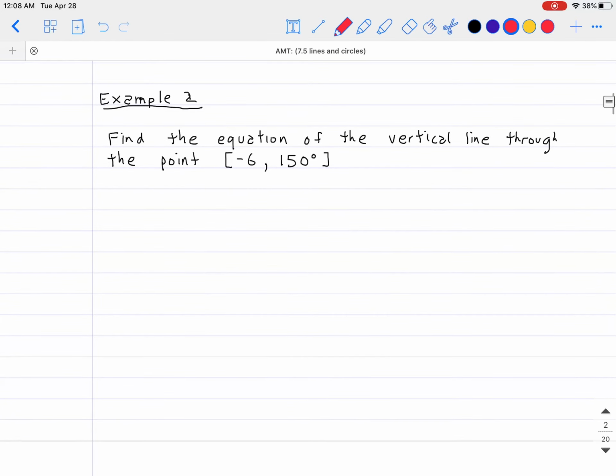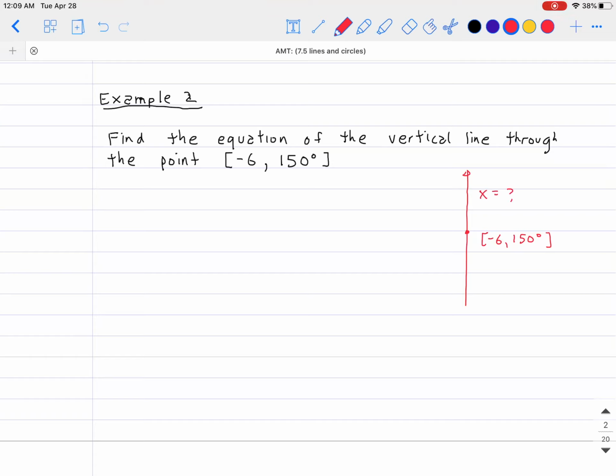So this time, let's say that we have to find the equation of a vertical line that goes through the point negative 6, 150 degrees. So I will go ahead and draw an illustration on the side just to show you what I'm talking about. So let's say that we have a point somewhere, just arbitrarily, negative 6, 150 degrees. Now, since we're looking for a vertical line, then that means that this is basically what we're looking at.